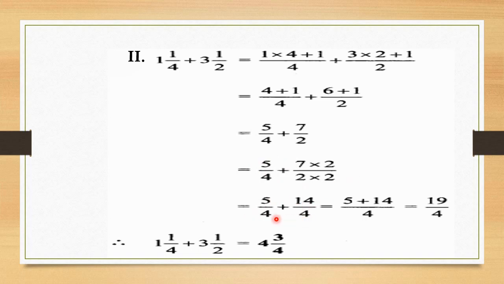Now the denominator is same. We can simply add numerator over a common denominator. So 5 plus 14 upon 4. So you will get 19 by 4. So in mixed numbers you can write like this, 4 and 3 by 4. So 1 and 1 by 4 plus 3 and 1 by 2 is equal to 4 and 3 by 4.